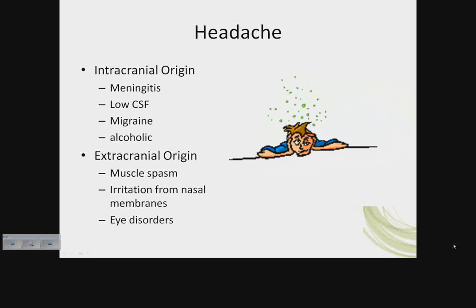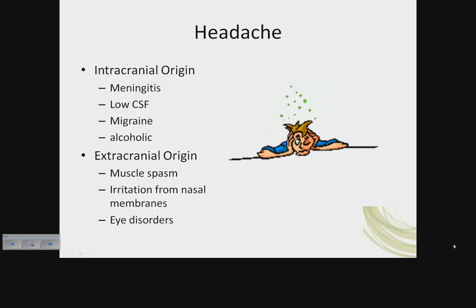Headache can also occur by low cerebrospinal fluid, in which case the brain is not as buoyant as it should be. It sinks to a more inferior position, and this pulls the meninges taut and again can stimulate the receptors that are in the meninges.